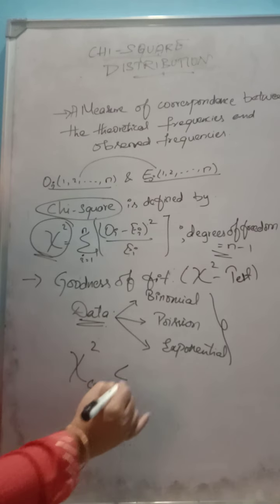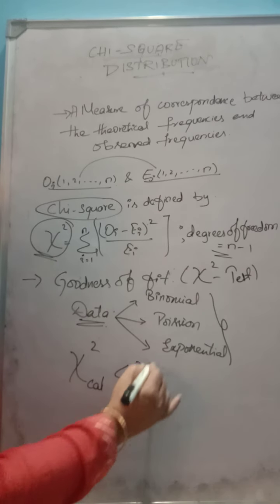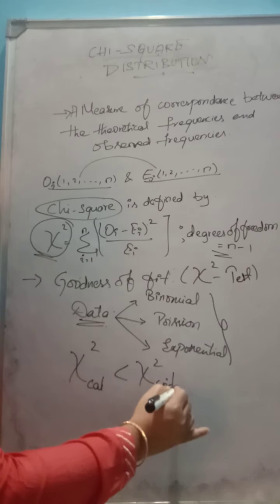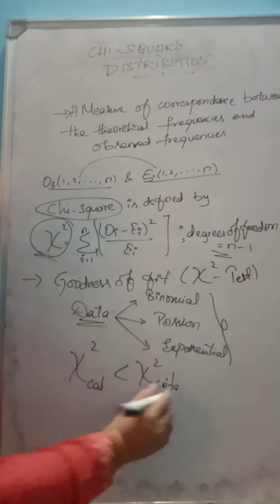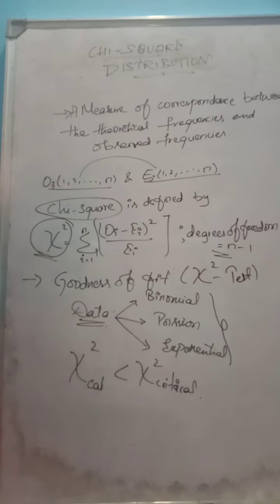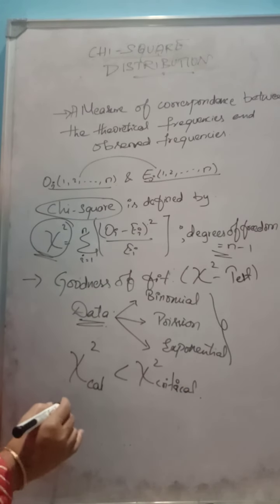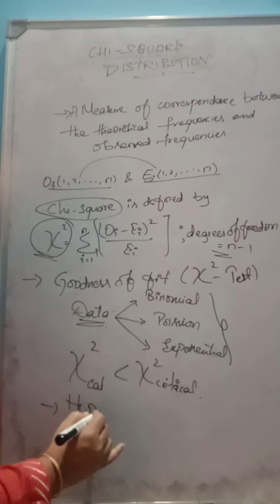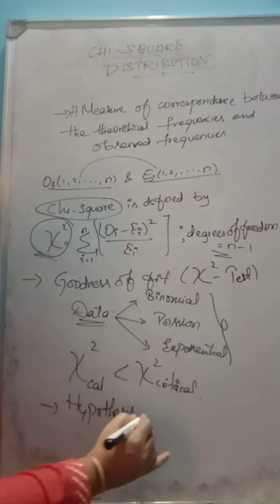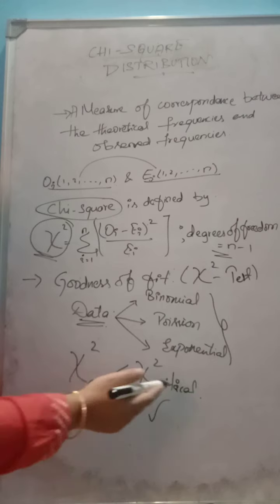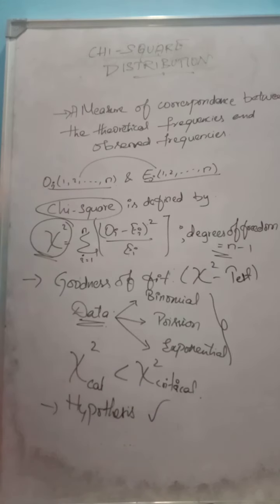So this is the theoretical part, and as I told you, the calculated chi-square value should always be less than the chi-square critical value. If it is less, then only we say that the hypothesis is accepted. If it is not less than the chi-square critical value, then we say that the hypothesis is rejected. Understood? So this is the basic theory of chi-square distribution and chi-square test. Let us see a couple of problems in my next video.